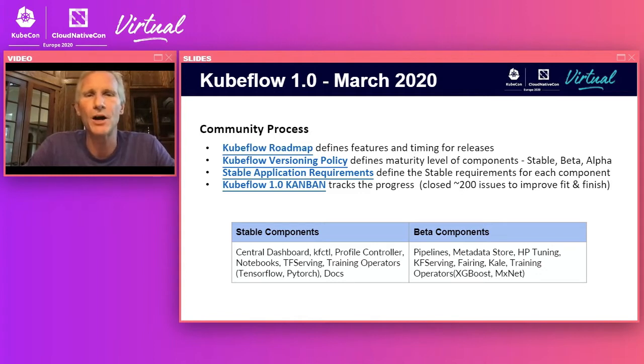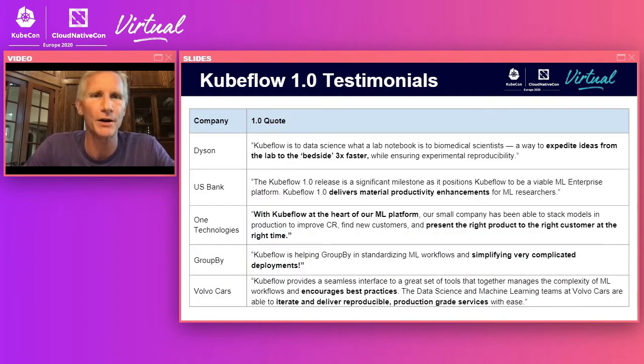Inside of 1.0, we've delivered these stable components now: the central dashboard, the KF command line, the profile controller, notebooks, TF serving, training operators for both TensorFlow and PyTorch, as well as the documentation. There are many components at the beta level, and many of them are maturing, and we'll talk about those as we get to 1.1. So that is a little bit on the process that occurred at Kubeflow in 1.0.